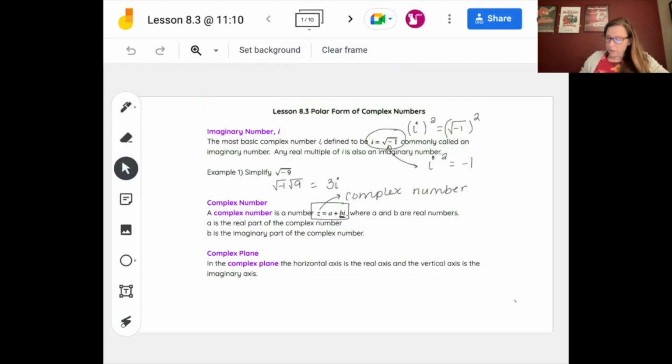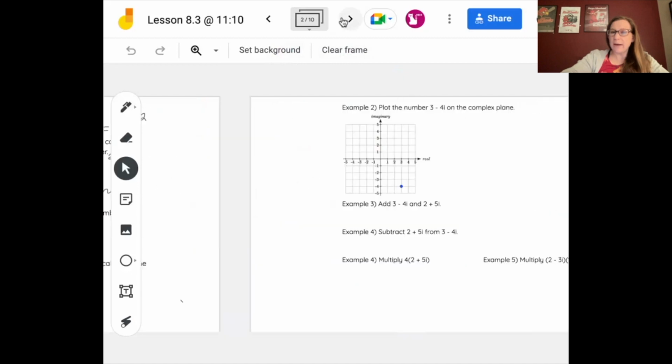All right, the complex plane: the horizontal axis is the real axis. So what we would have called the x-axis is now the real axis. And then our y-axis is now the vertical one, and this is our imaginary axis. And we can still graph things in both planes if desired. On slide 2, we'll actually do that.